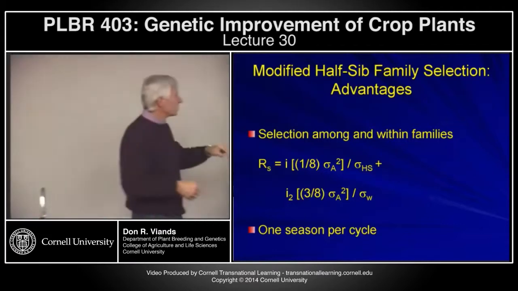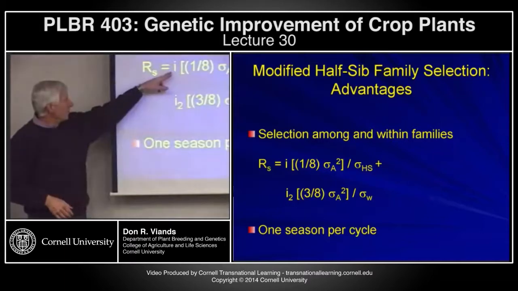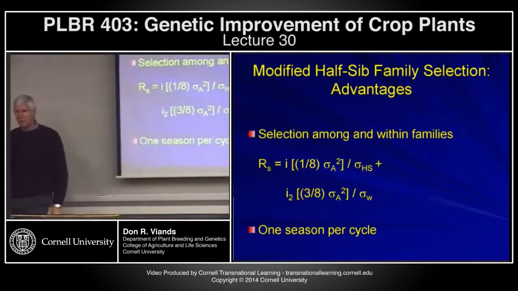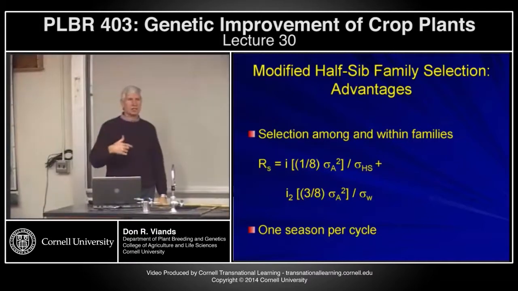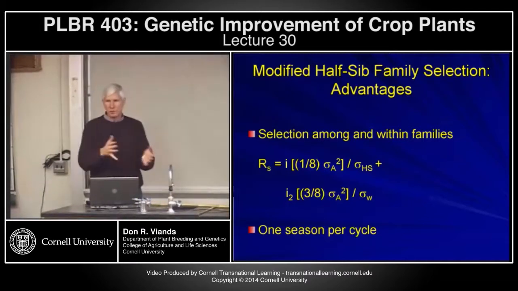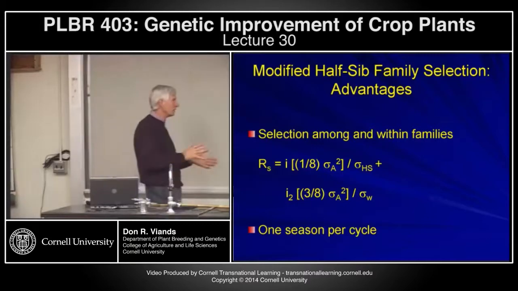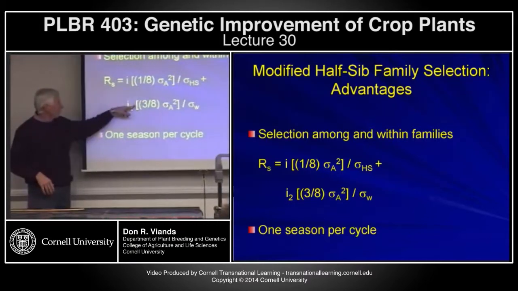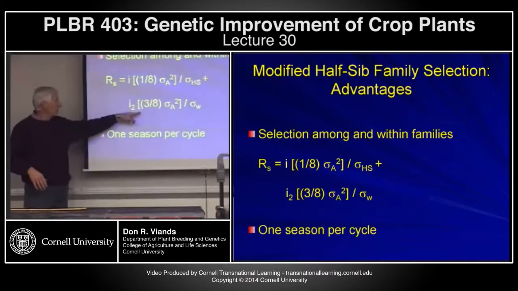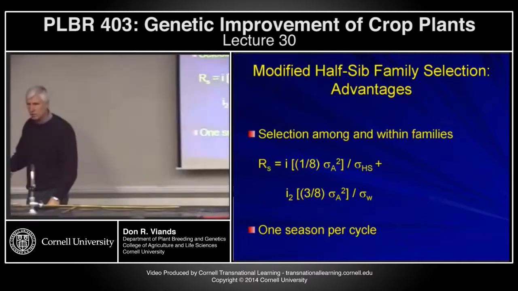Okay. Notice 2 things. One is that my selection index, I have an I and an I sub 2. You're probably going to have a different selection intensity for among versus within. Okay, so that's why I've got a different I there. And the other that's most noticeable is your A value. It's 1/8 for the half-sib and 3/8 for the mass selection.